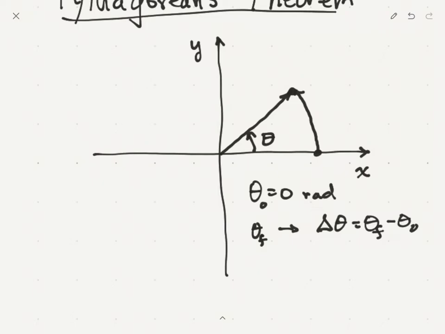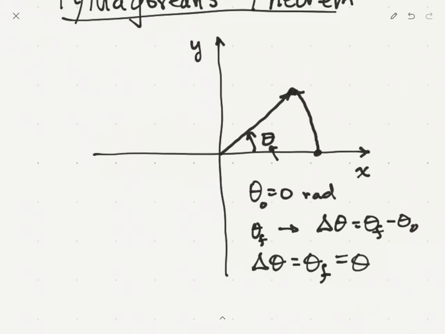Now since the initial angle is 0, and it probably will be for each one of these, it doesn't have to be, but I'm giving you insight into it. That means that delta theta is just going to end up being theta final. So instead of writing all of this, we just say theta. That's why you'll see theta there, right here, okay?